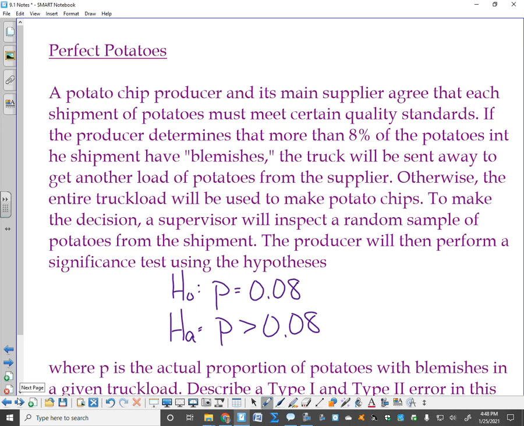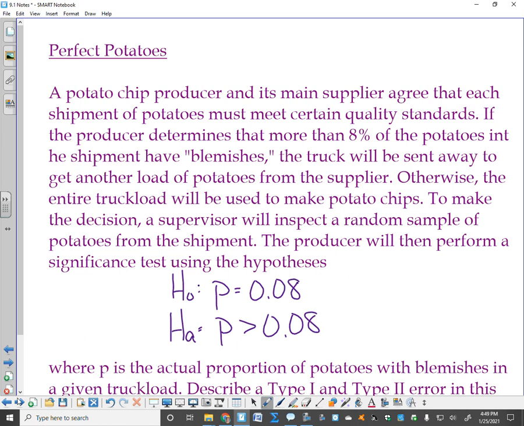Okay, so last thing we're going to do is talk about potatoes. We're going to talk about repercussions of making a mistake with potatoes. A potato chip producer and its main supplier agree that each shipment of potatoes must meet certain quality standards. If the producer determines that more than 8% of the potatoes in the shipment have blemishes, the truck will be sent away to get another load of potatoes from the supplier. Otherwise, the entire truckload will be used to make potato chips.